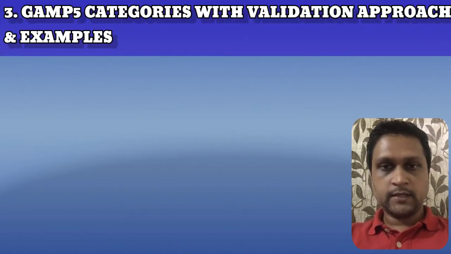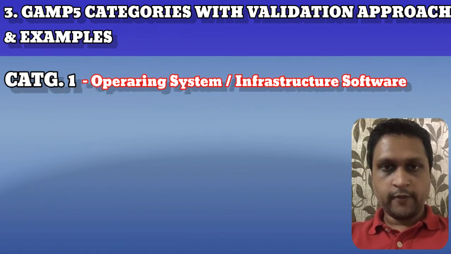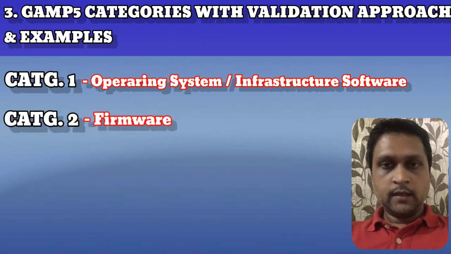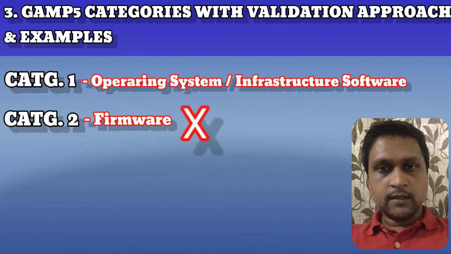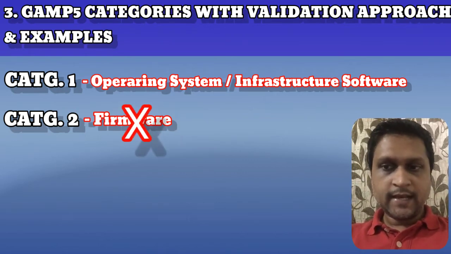In the third section, we are going to see the GAMP5 categories, its validation approach and examples. Category 1 consists of the operating system or the infrastructure software. Category 2 consists of the firmware. This category was in GAMP4, but now in GAMP5 it has been omitted. It has not been included in GAMP5 as a category because the firmware gets indirectly challenged when we are testing or validating the software.